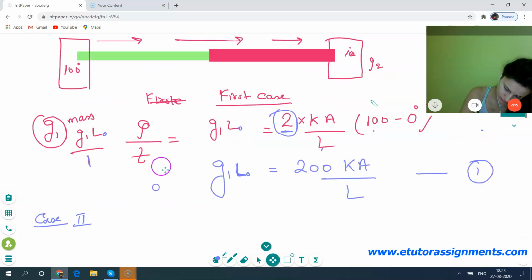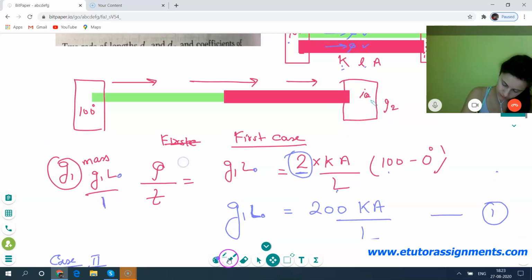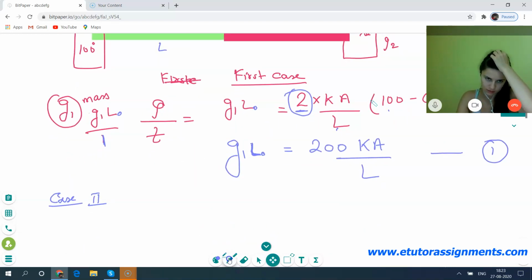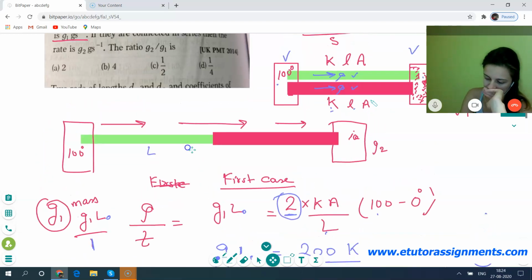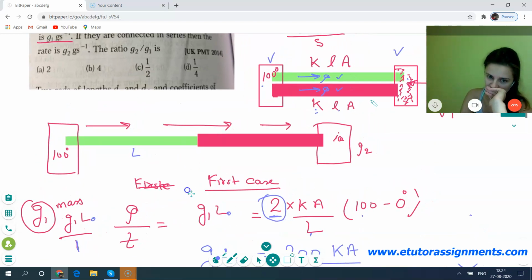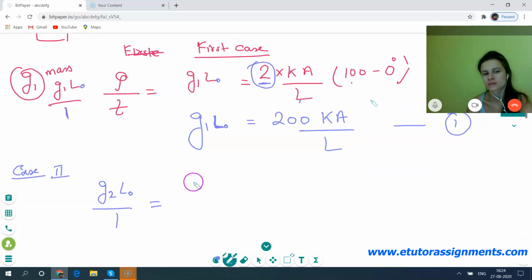How will it be melted? This is Q divided by T. So here G2 grams is there. So G2 L0 by 1 is equal to, what is the equivalent resistance for these? These are in series. So the equivalent resistance will be R1 plus R2, into 100 minus 0.